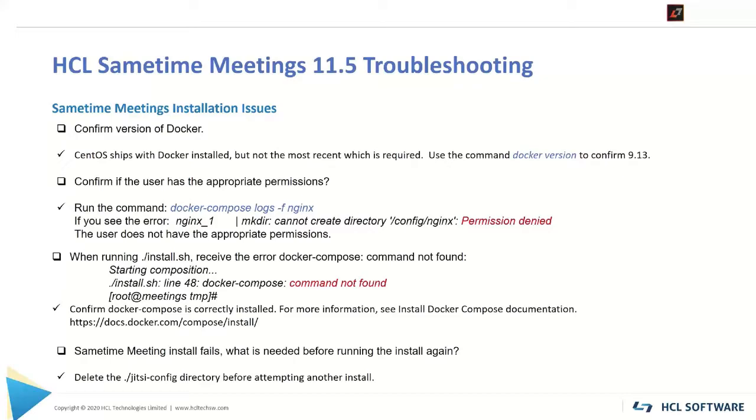And then finally, for this slide, if for some reason the installation fails, or I've decided that I don't like my config and I want to start over, all you have to do is delete the Jitsi config directory before you attempt another install. Nothing else is going to change. What happens with that installation is that we tell Docker about the images to load, and then we create the Jitsi config folder with the configuration from the files, the 3 key files.